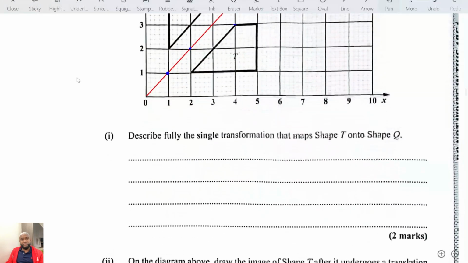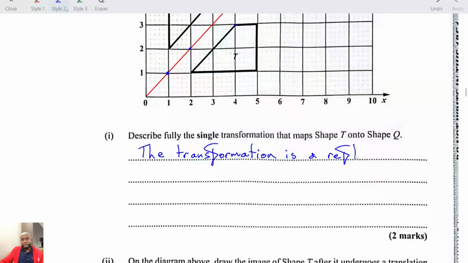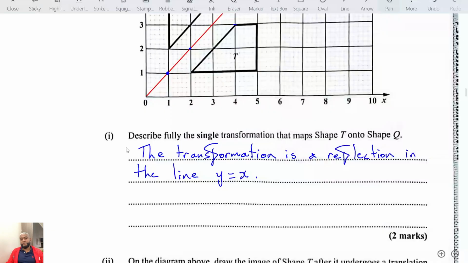So let me write what it is here fully. So the transformation is a reflection in the line Y is equal to X. In is a very important word here. In the line Y is equal to X when it's a reflection, right?